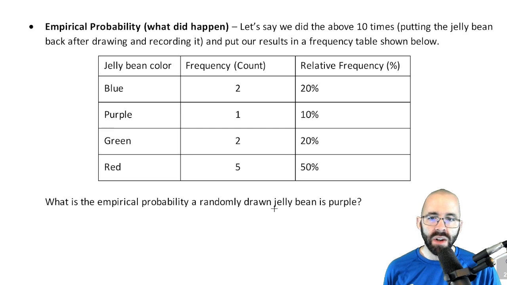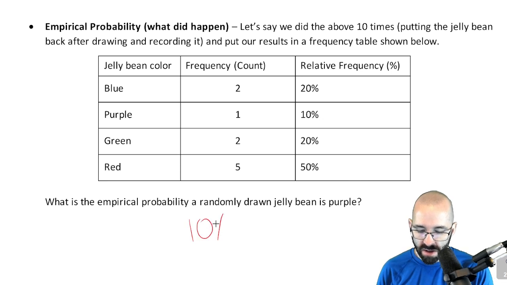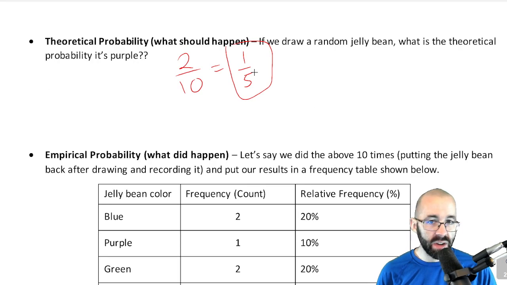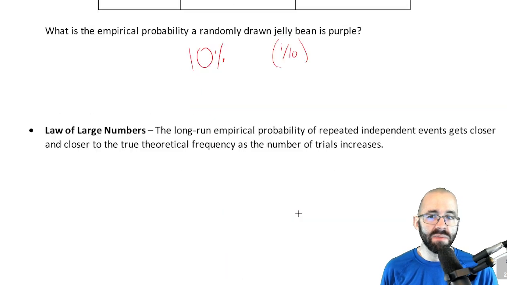So if we wanted to look at the empirical probability that something is purple, that would only be 10% or 1/10. Theoretical probability was 1/5, 20%. Empirical probability was 1/10, 10%. In general, those will be different, but related.